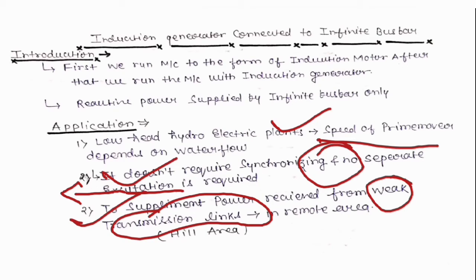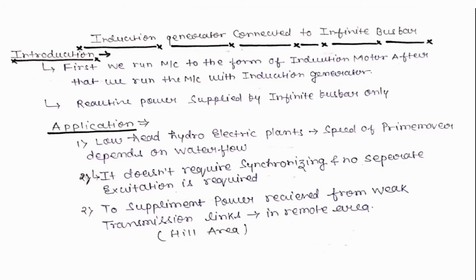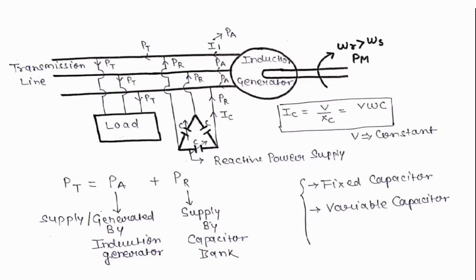In that area we use the induction generator connected to an infinite bus bar. Okay, so next one, here you see this is a transmission line. The supply is given first. It will be started as a motor first, then it is converted to the generator actually.